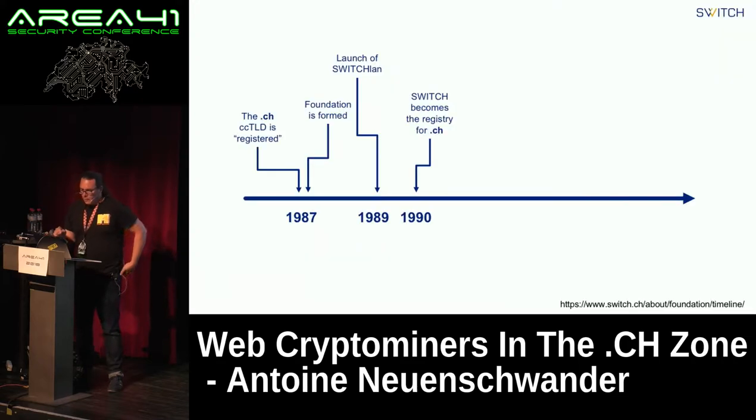Then in 1990, Switch becomes the registry for .ch. So with the internet, when you have IP, you also need to resolve domain names, because otherwise it's kind of a pain if you need to remember all those IP addresses. So it was pretty evident that Switch would also operate the DNS infrastructure for the developing internet at the time.